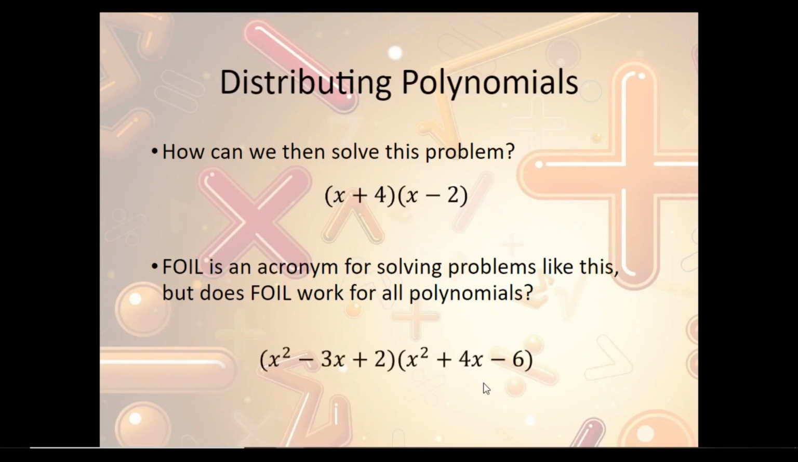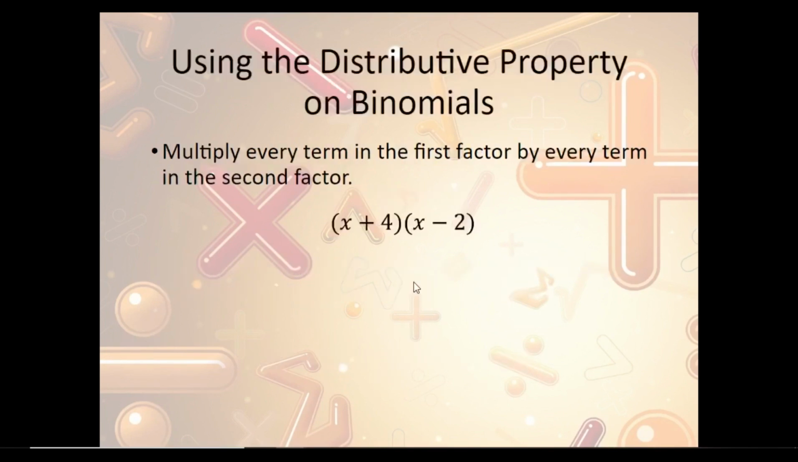Now FOIL doesn't really help here. So the easiest rule is to multiply every term in the first one by every term in the second one. Pretty simple. So we take x and multiply it by x. We take x and multiply it by negative 2. Then that's all for the x's. Now we do the 4. So 4 times x and then 4 times negative 2.